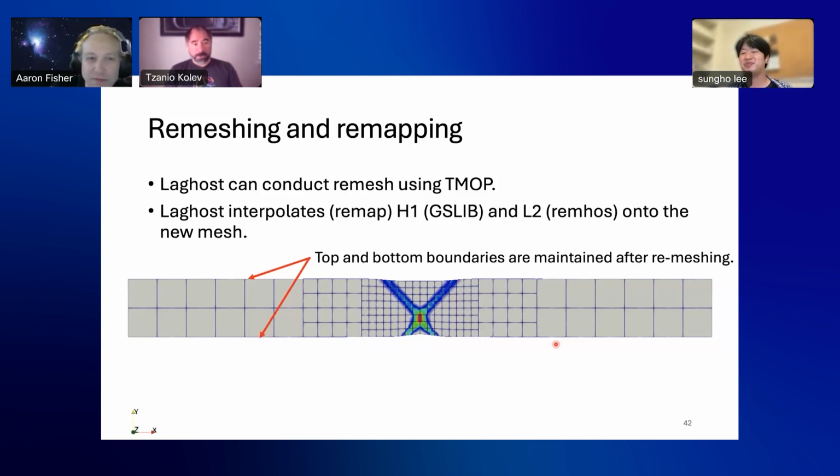And in terms of order, what orders are you using? This is a Q1 mesh. Have you tried higher? Do you want to try higher? Yes, I tried a higher order mesh, but there is some problem.